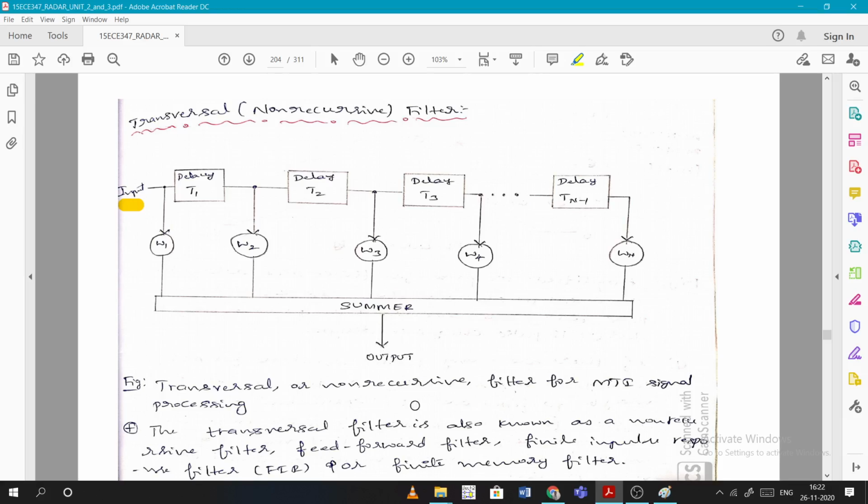So transversal or non-recursive filters are used in MTI signal processing. The transversal filter is also known as a non-recursive filter, feed forward filter, finite impulse response filter, or FIR, or finite memory filter. Basically it is non-recursive and only forward paths are there, right? Only forward feed, there is no feedback, so that's why it is called a feed forward filter, and also a finite impulse response filter.